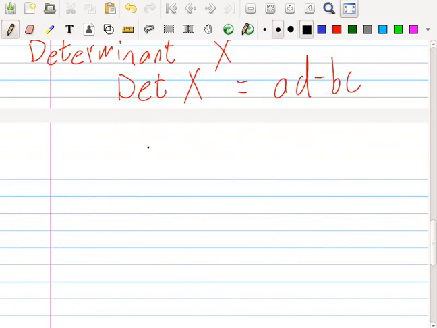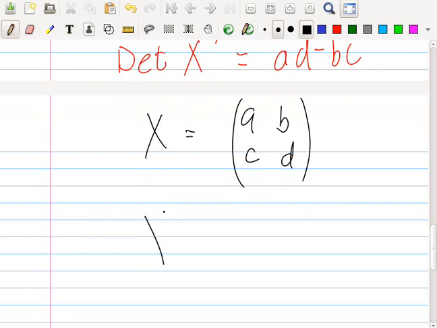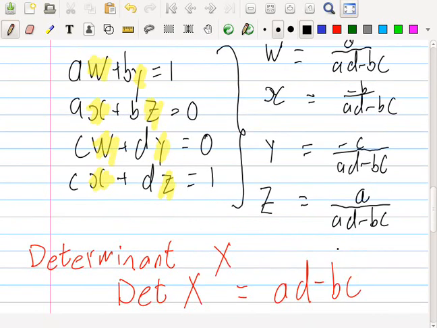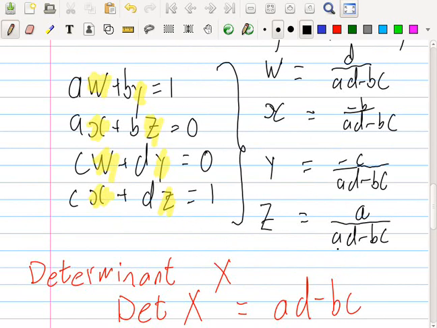I'll scroll back up if you need to. If matrix X equals A, B, C, D, then we say the inverse of X is this formula. It's 1 over the determinant of X. What's the determinant of X? AD minus BC. And then what you do is you swap these basically, so you put a D here and an A here, and then you minus those. I have a question. Yeah. Do you need to write this down? I'll give you a minute, and then we can go down to the formula.